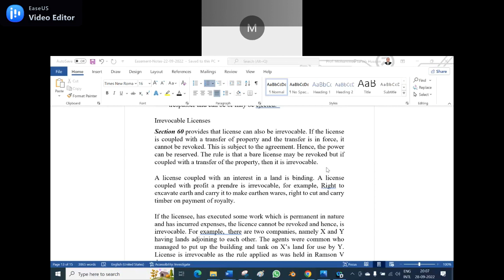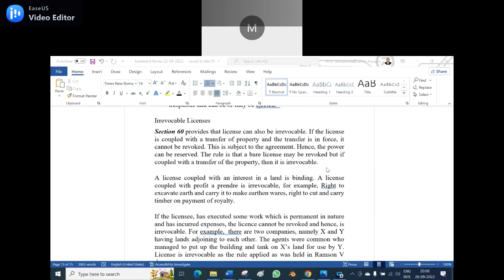For example, the right to excavate earth and carry it to make earthenwares, or the right to cut and carry timber on payment of royalty. Such a right is irrevocable because they are going to get the benefit. And here, the excavation of the earth, what is it? I don't mean sand, and I don't mean mud. It is the earth material that can be used for earthenwares.